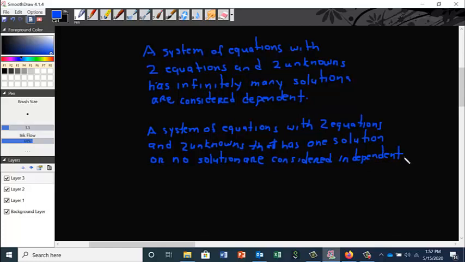There we go. So a system of equations with two equations, two unknowns, that has infinitely many solutions is considered dependent, and a system of equations with two equations, two unknowns that has one solution or no solution is considered independent. We'll do a couple of examples to show this. Take the time out to pause the video and take some notes on this.